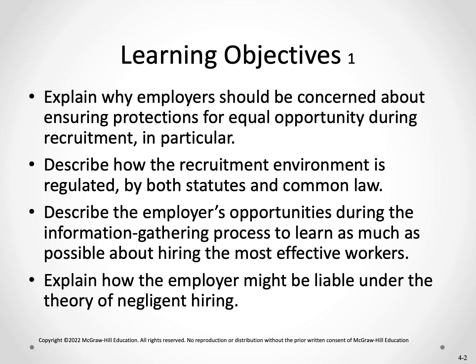Number 3, describe the employer's opportunities during the information gathering process to learn as much as possible about hiring the most effective worker. So where should we be thinking about what information we're gathering and what are the best ways to gather that information, and how does that relate to the equal employment law issues to make sure we're not discriminating but yet making sure we're hiring the best possible workers.